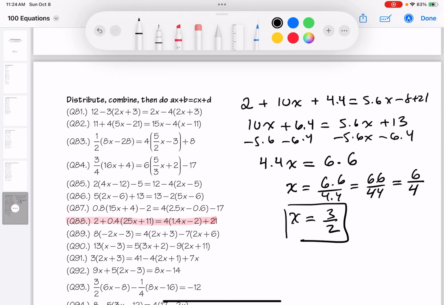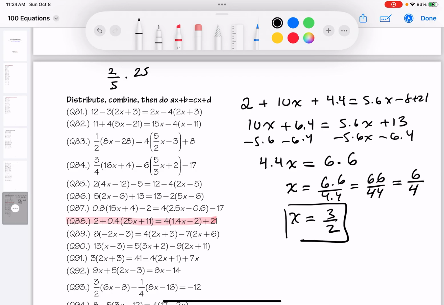So it's 4/10, which is 2/5, times 25. That's going to be 10x. I do see that. And 0.4 times 11 is going to be 4.4. I got that. And then 4 times 1.4 is 4, and 1.6, 5.6. 4 times minus 2 is minus 8, plus 21. I feel pretty good about that. And 10, 6.4, 5.6. Let's see, 13.